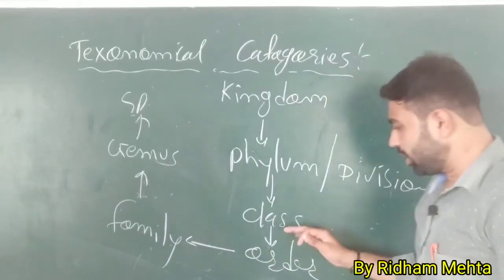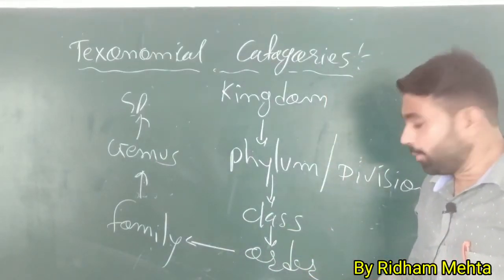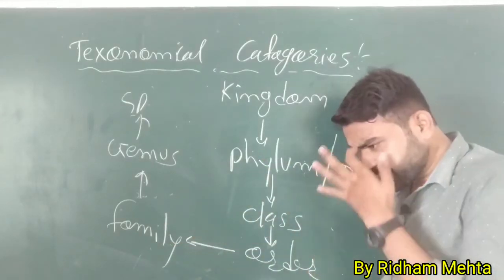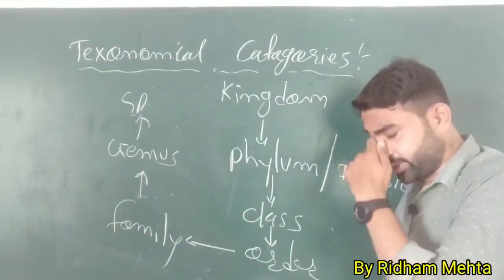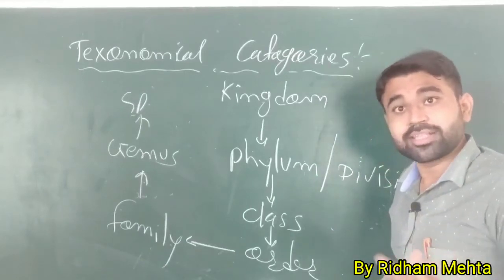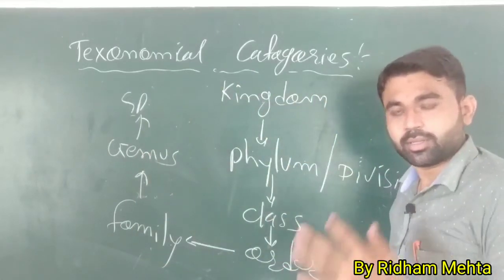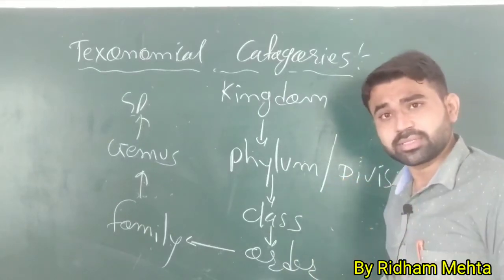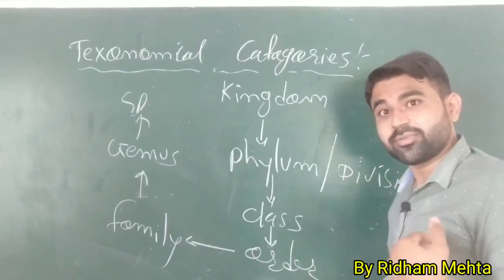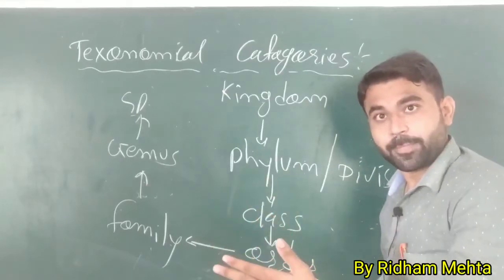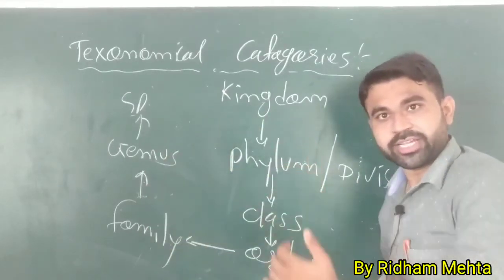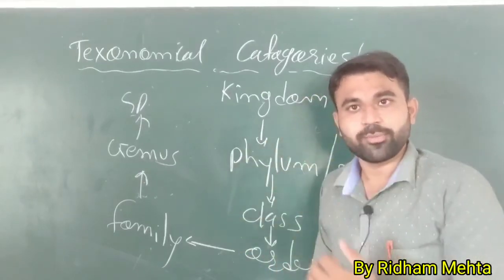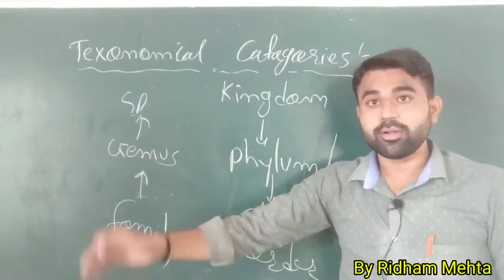Okay, so after the class there is the order. After mammals, the orders are different. For an example, carnivora is one order of the class mammals. So carnivora are different, rodentia are different, and lagomorpha are different. Lagomorpha means rabbits; all the rabbits come under lagomorpha. So these are the different orders.